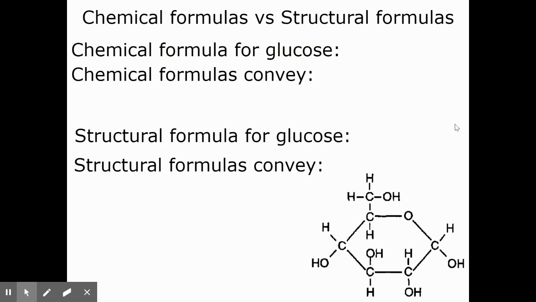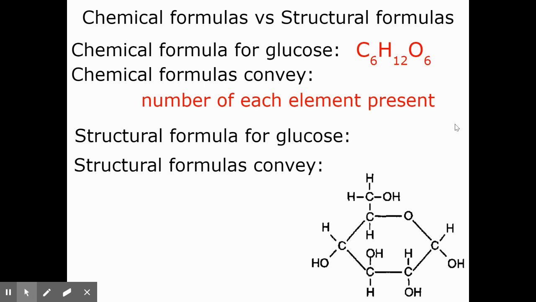All right, so let's talk a little bit about chemical formula versus structural formula. The chemical formula for glucose, you've all heard of glucose. You know what glucose is, okay? C6H12O6. All right, what does that tell us? It tells us how many carbons there are, 6, how many hydrogens there are, 12, and how many oxygens there are, 6, all bonded together. That's a chemical formula. It just shows us what glucose is made out of.